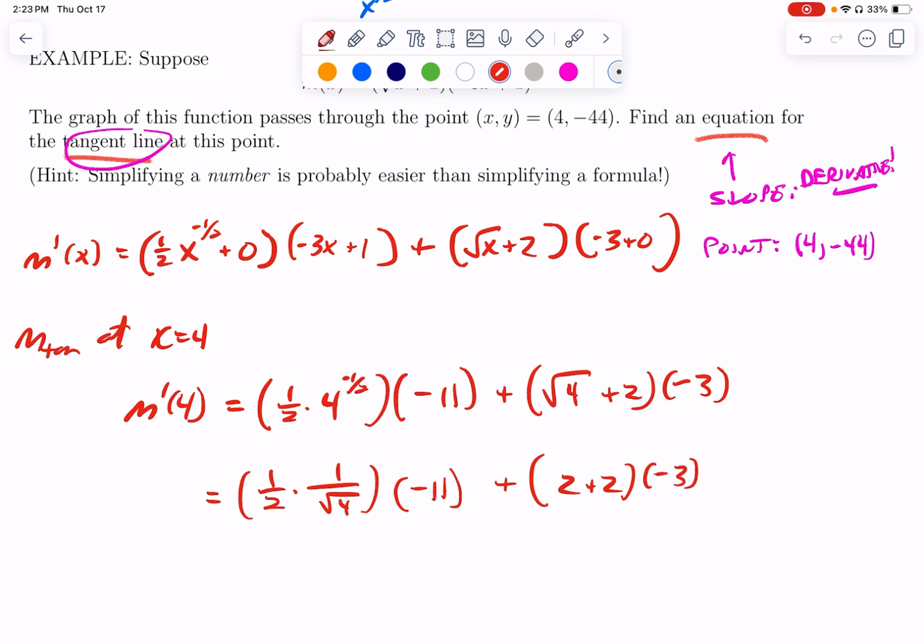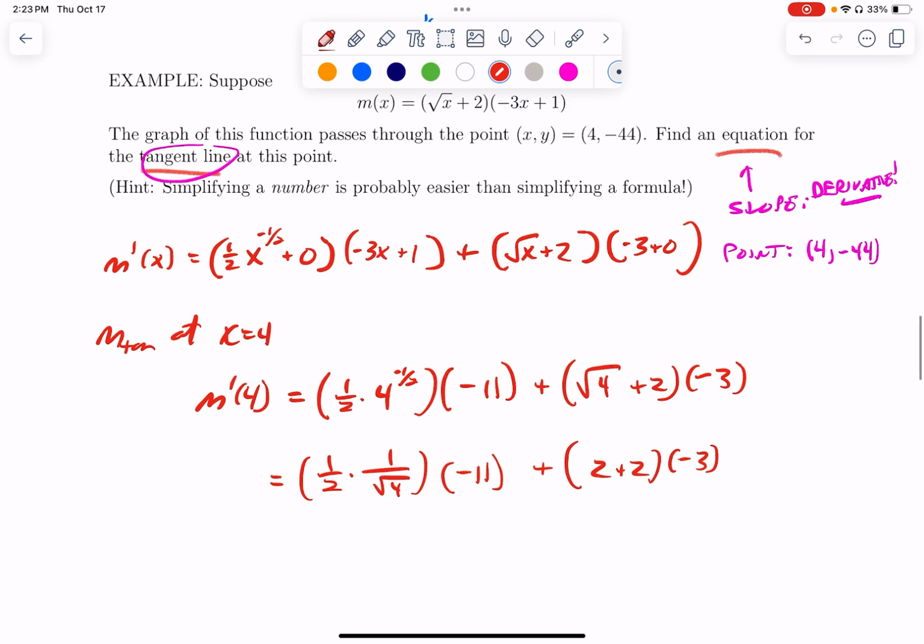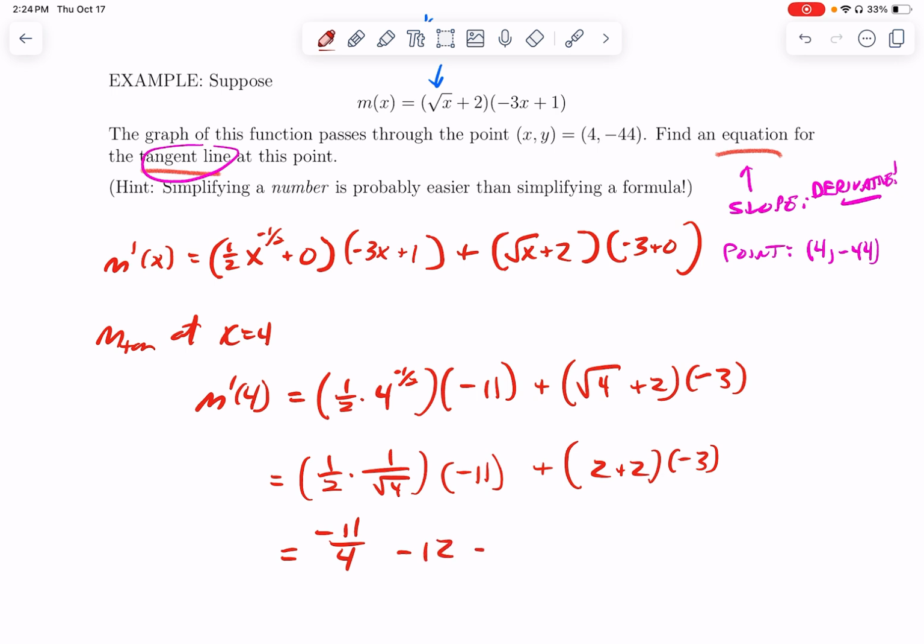This one, the numbers maybe are a little bit unpleasant, but from here it's just arithmetic. I maybe should have come up with a better example when I wrote this, but we'll get through. So this is 1/2, this is 1/2. And we're multiplying by negative 11, so that's negative 11/4. This is 4 times negative 3, so that's negative 12. And we should probably create a common denominator here. So I'm getting this rather awkward slope of negative 59 over 4. But if the slope is that weird number, the slope is that weird number.